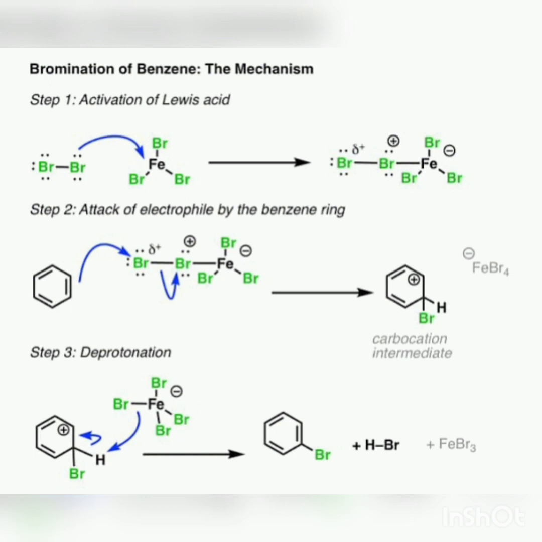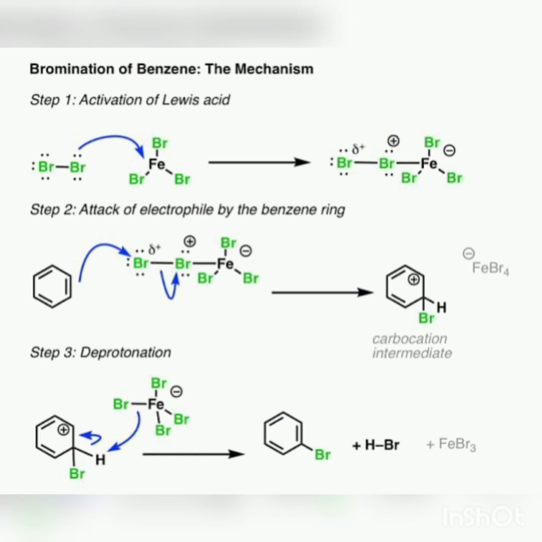The next step is attack of the electrophile on the benzene ring. We have already discussed the formation of this electrophile, Br-Br-FeBr3. This will attack the benzene ring to give a carbocation intermediate, with the elimination of FeBr4. So one of the bromines will be added to the benzene nucleus to give the carbocation intermediate.